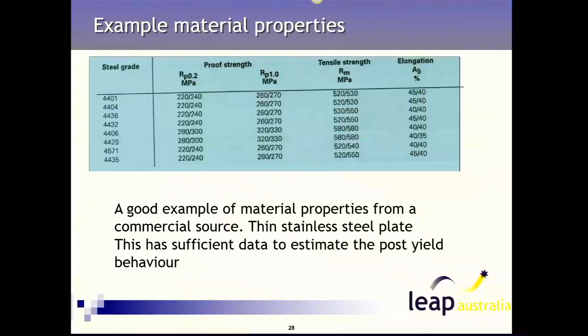Okay, so if we look now at an example of how we take commercially available material data and convert it for use in a non-linear simulation. So normally you get a range of yield stresses, and then you'll get tensile and ultimate, and then the percentage elongation or the engineering strain when failure has occurred. Okay, so this is an example of basically stainless steel sheet, and then different material grades and the different properties that we've got.